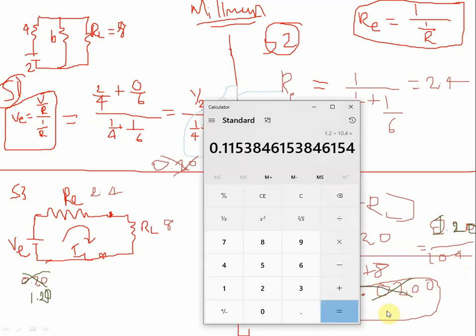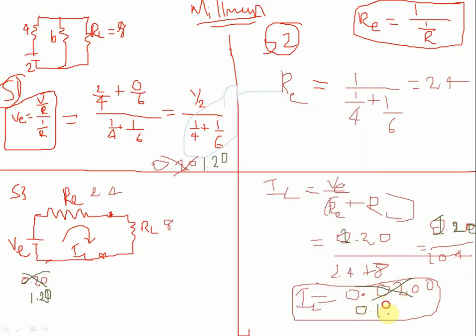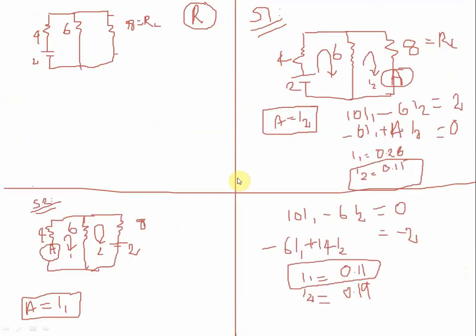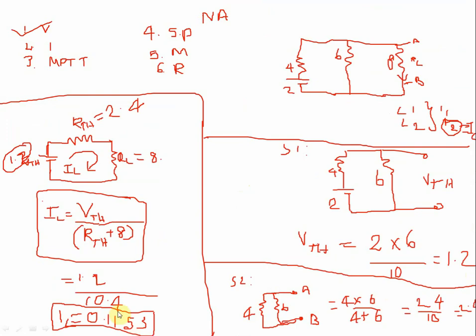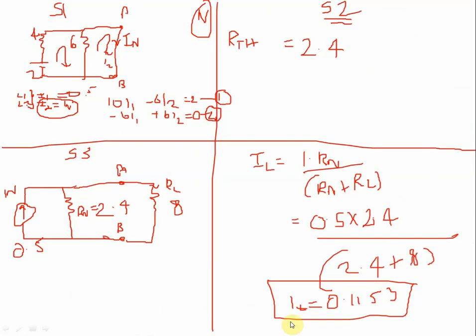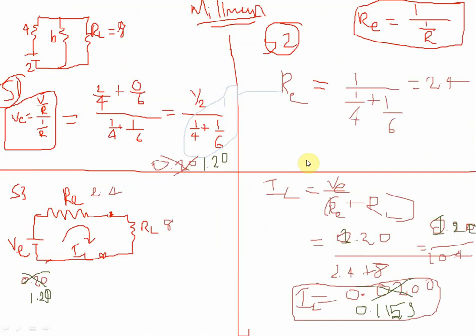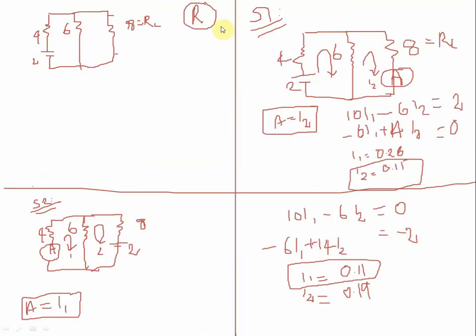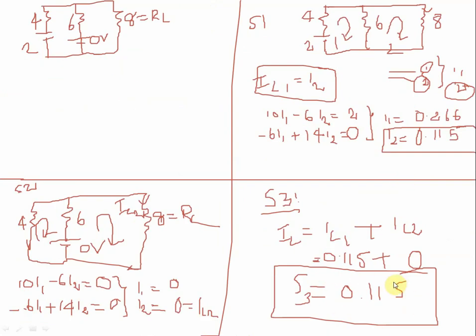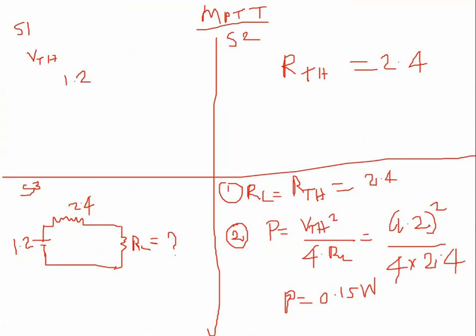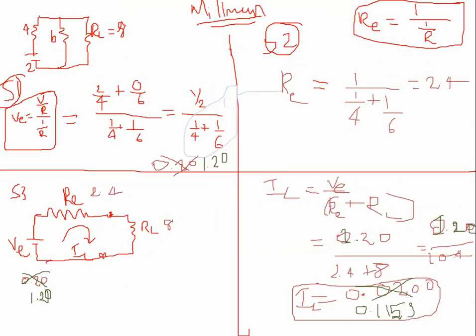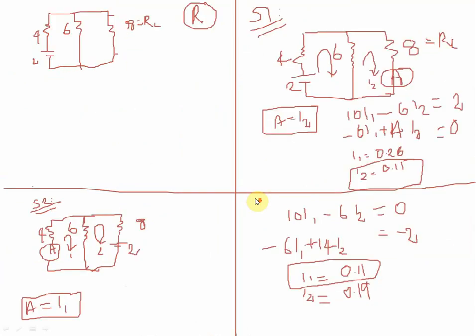The answer is 0.1153. So whichever theorem you use, either Thevenin's theorem, Norton theorem, Millman theorem, reciprocity theorem, or superposition theorem, all the load currents are matched. Your load currents match at 0.115. So that's all about the theorems.